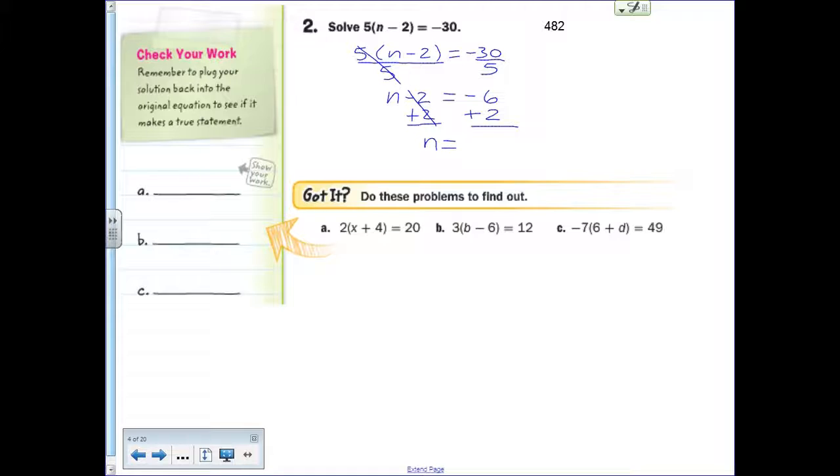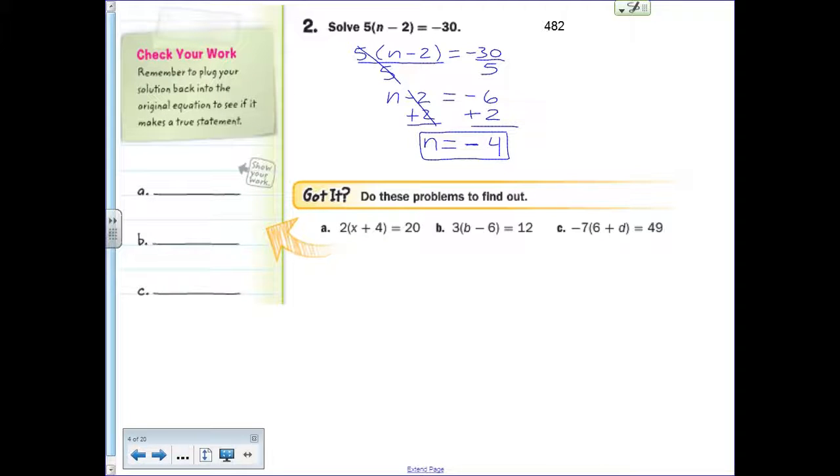And negative 6 plus 2, different signs mean I'm going to subtract and take the sign of the bigger looking number. The bigger looking number is negative, so my answer will be negative, and 6 minus 2 is 4. So n equals negative 4. That takes us up to the first 3 letter problems.